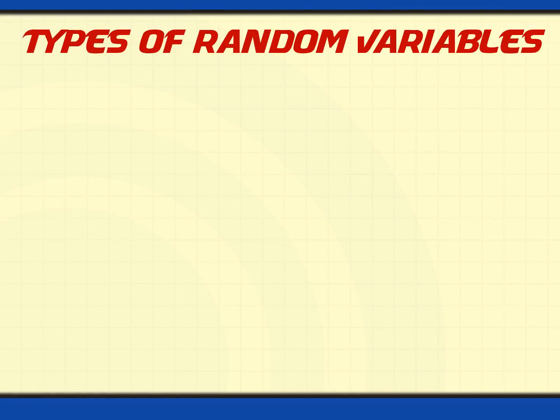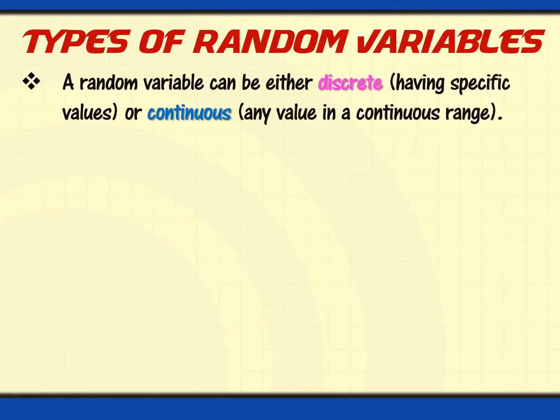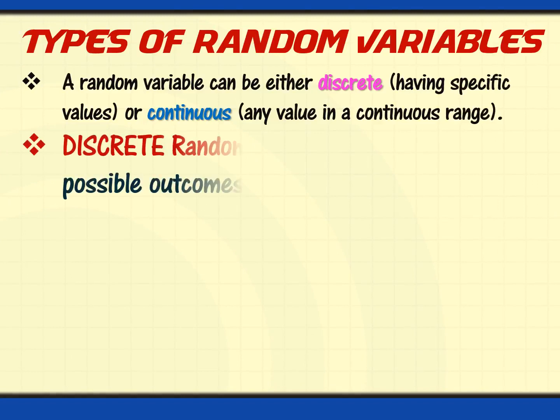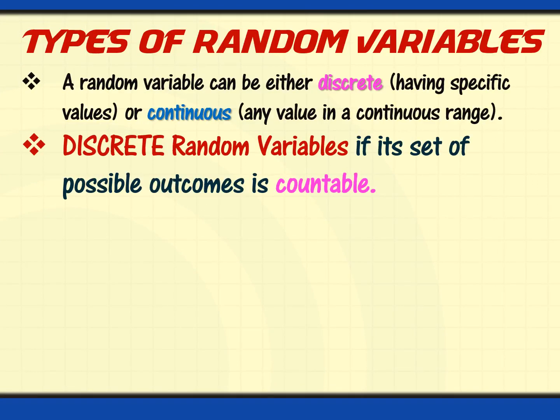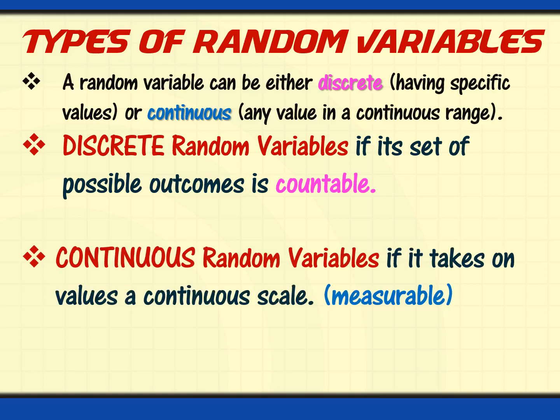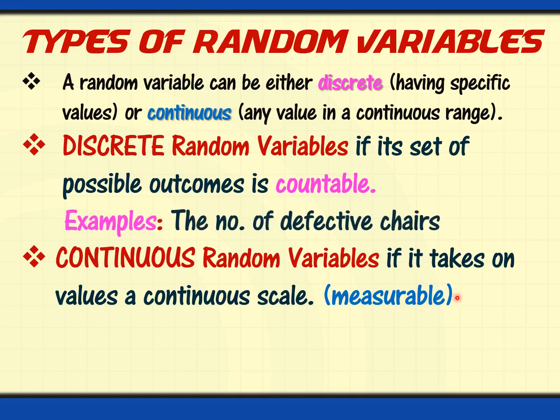There are two types of random variables. Since it is quantifiable, it could either be discrete, which means having specific values or countable, or continuous, which means it is any value in a continuous range, or it is measurable. So when we say countable, you can use your fingers to count it. And in continuous, you have to use measuring devices to get the value. Now, example of discrete random variable is the number of defective chairs or the number of red balloons. Okay. So those are countable.